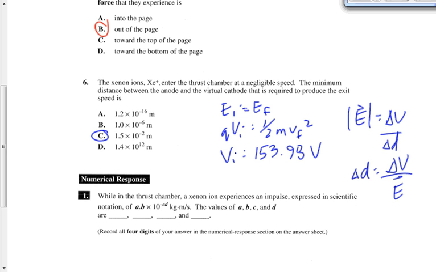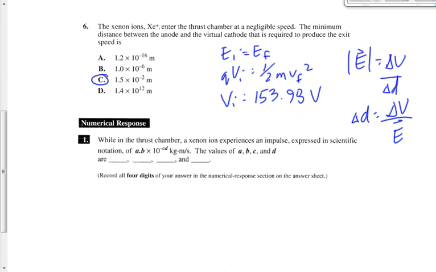Numerical response 1 says, in the thrust chamber, a xenon ion experiences an impulse of what? Well, impulse, right? I like the impulse questions because they're generally pretty straightforward. We know that it's equal to F times delta t. We know that it's equal to m times delta v. Looking for delta p. We got the mass. We got the initial and the final velocity.